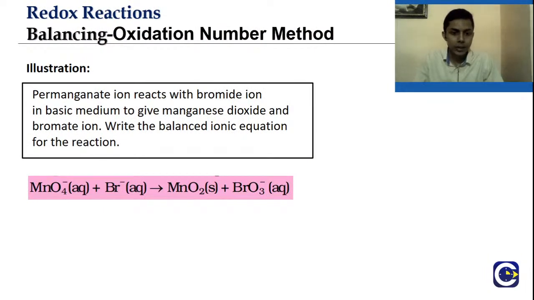MnO4 minus and Br minus giving MnO2 and BrO3 minus.